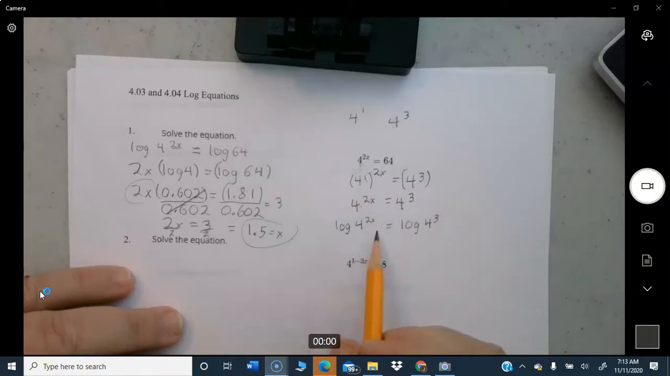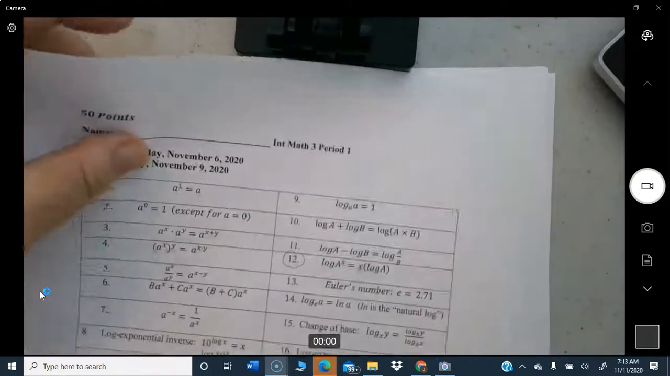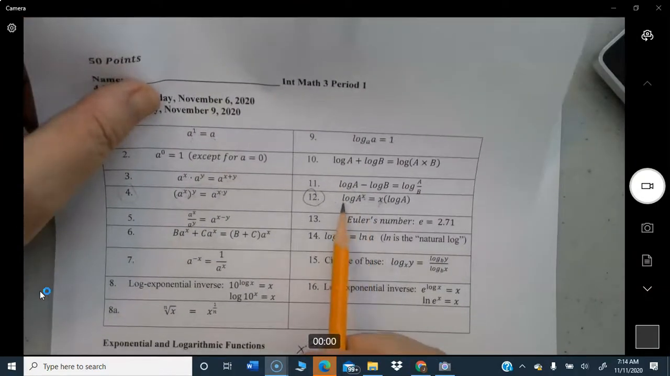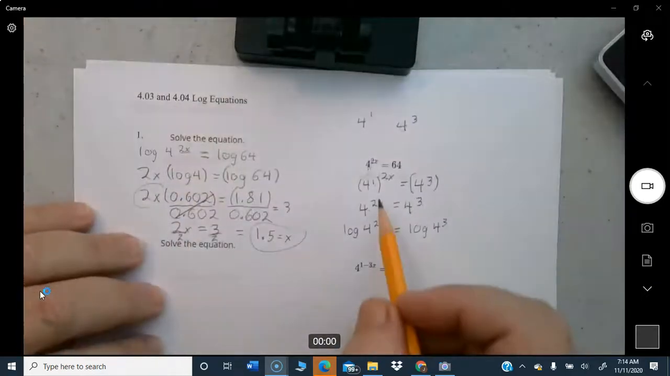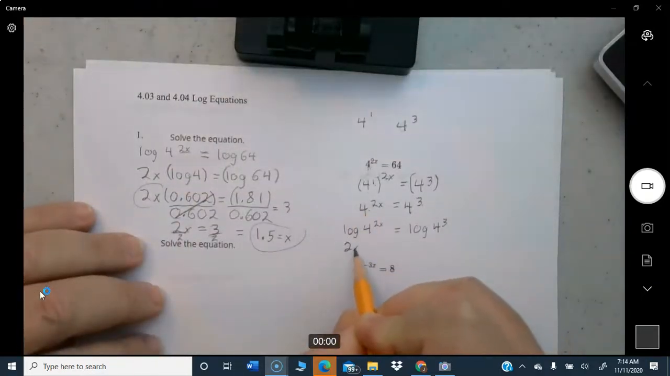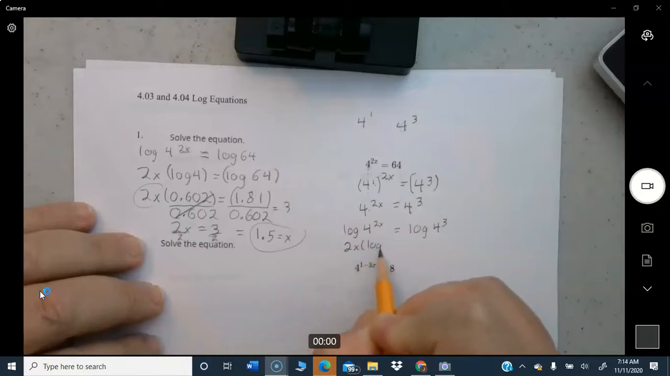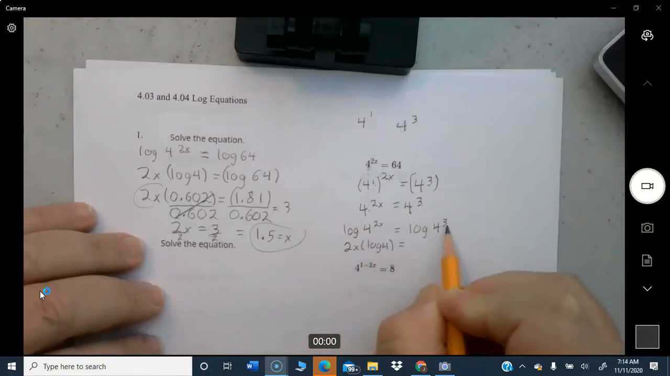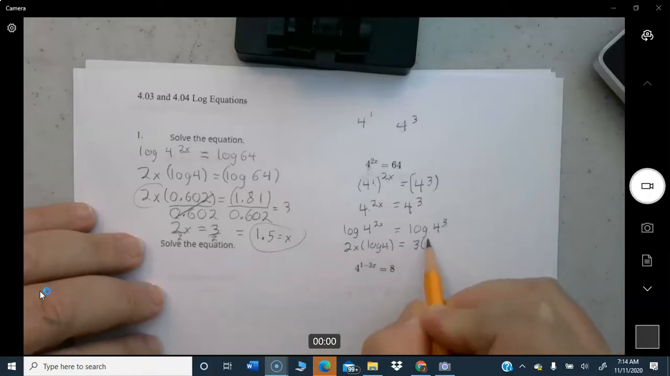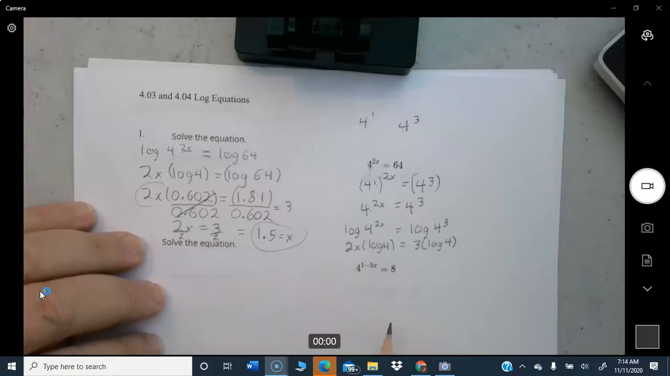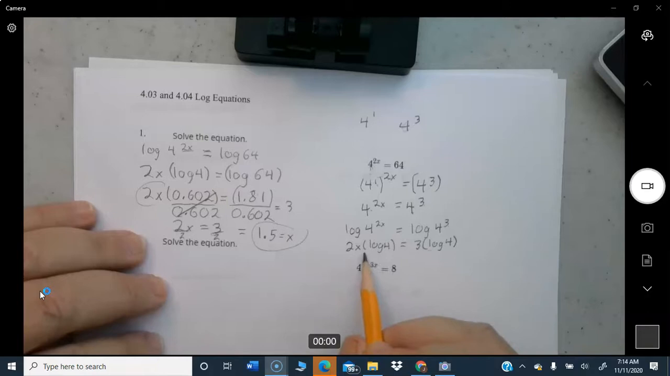Okay, and we follow the same rule that we did in the first way we did it, which is take the x and bring it out into the front right there. So the x in this case is 2x. In this case, it's 3. And what you notice, you have log 4 on both sides, so you can divide both sides by log 4, and the log 4 will disappear. Cancels there, cancels there. So now we have 2x equals 3.